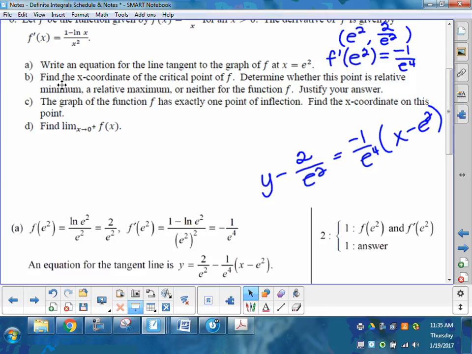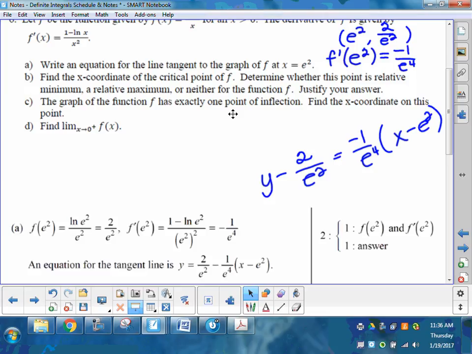For the second one, find the x-coordinate of a critical point of f. Determine whether this point is a relative max or min or neither of the function. Justify your answer. Remind me to tell you about your sign charts in just a second. What would we have to do in B in order to answer out B? We got 1, 2. Jack? What's your derivative? 1. There you go. Set that equal to 0 means really what are you going to be setting equal to 0?